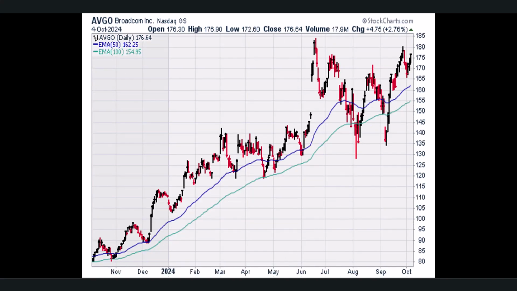Next, we're going to look at a daily chart. A stock is in a bull trend on a daily basis if the 50-period or 50-day exponential moving average is above the 100-day exponential moving average. The blue line is the 50-day EMA line, and the green line is the 100-day EMA line. The blue line has been above the green line since the chart started, so the daily trend in AVGO is up.